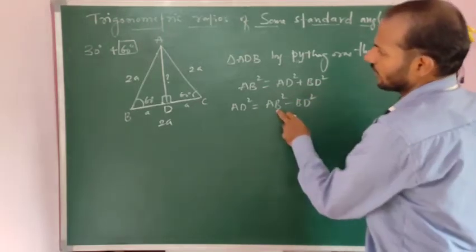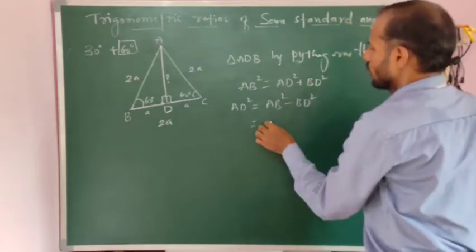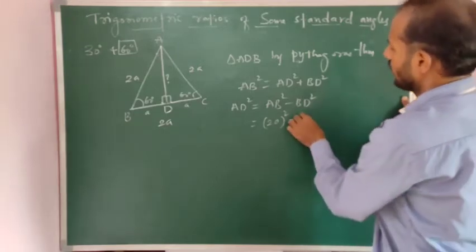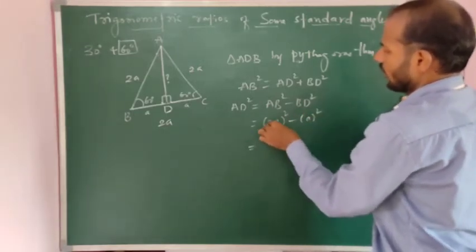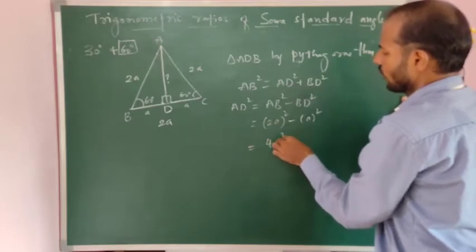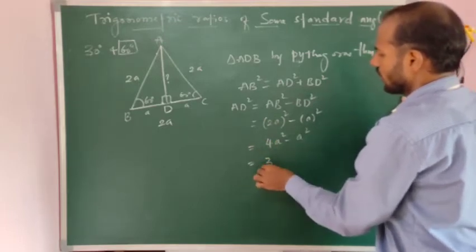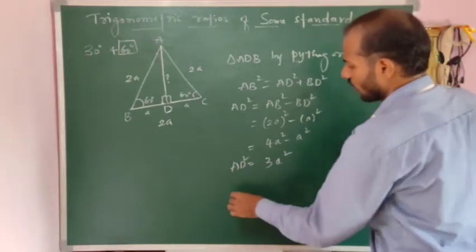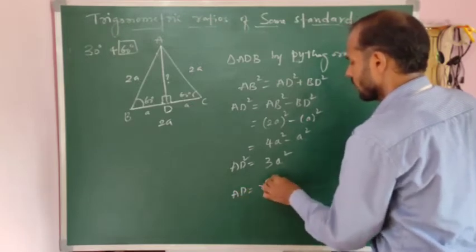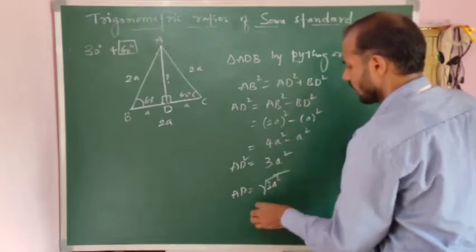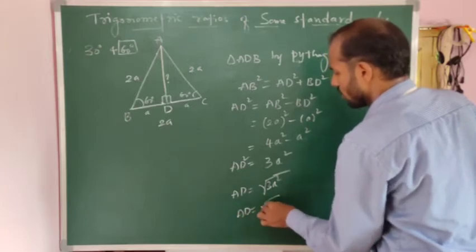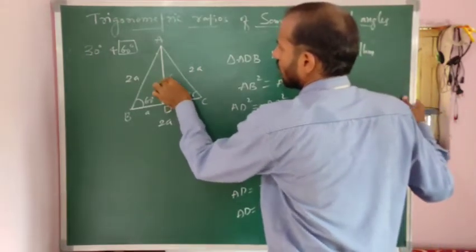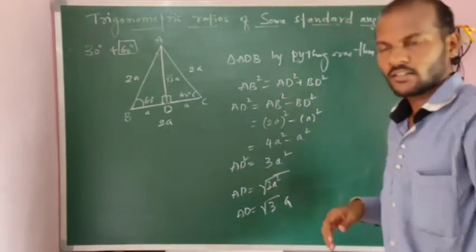Now AB square value is 2A square and BD square value is A whole square. Therefore 2A whole square means it is 4A square. Minus A square, what we get here? 3A square. It is AD square, right? Now value of AD is what? Root of 3A square. Therefore AD equals root 3 into A. Got it?